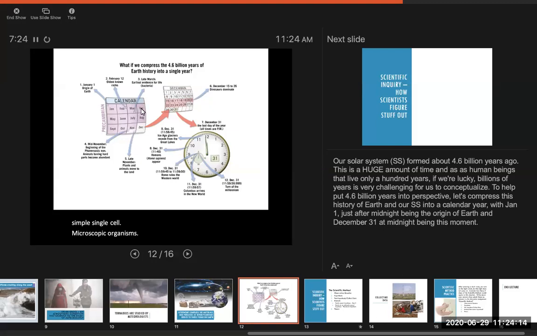We continue through our calendar: April, May, June, July, August, September, October, and we don't get until mid-November until we have animals with hard parts becoming abundant. So this is important because this is when organisms begin to resemble something like they look today. In particular, these organisms had shells in the sea.